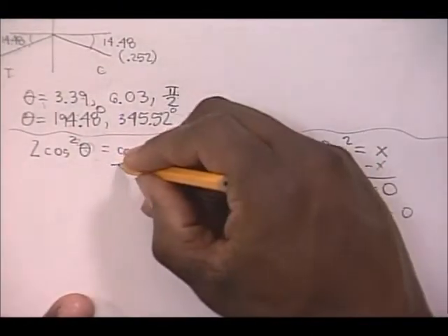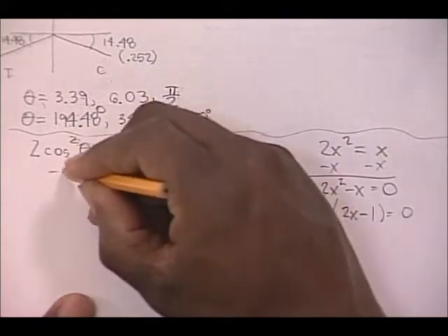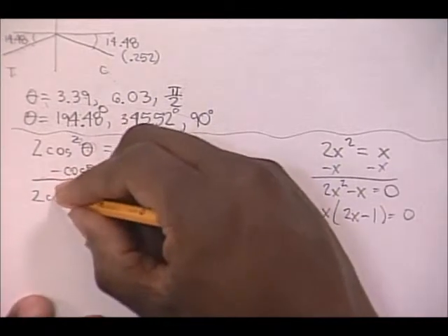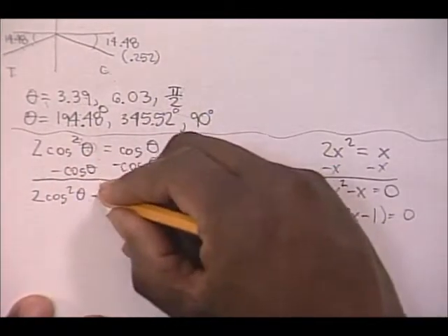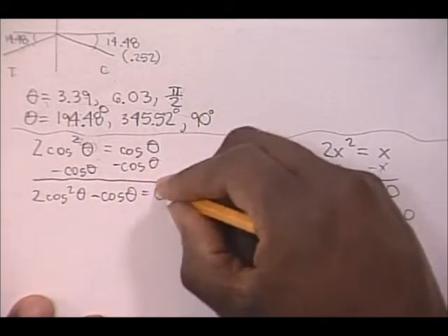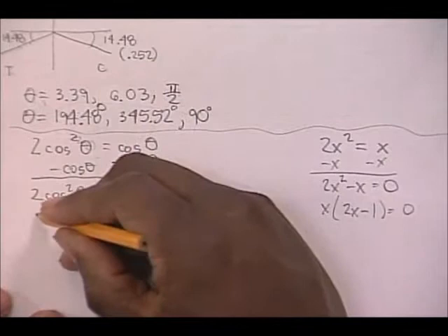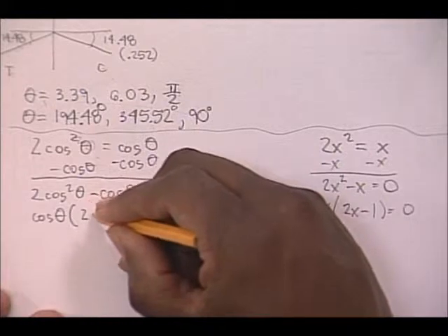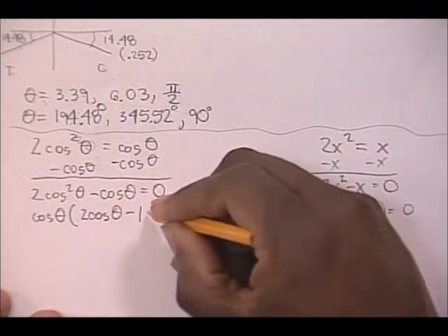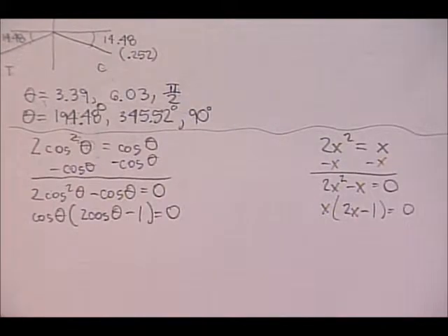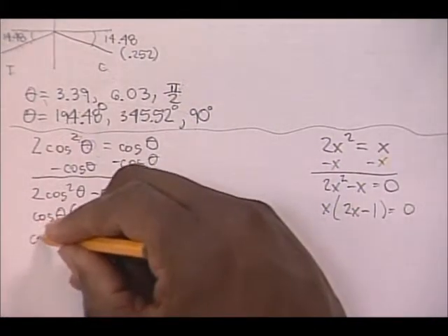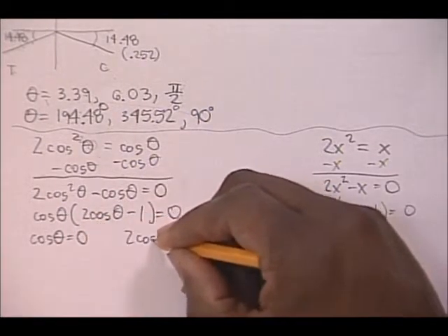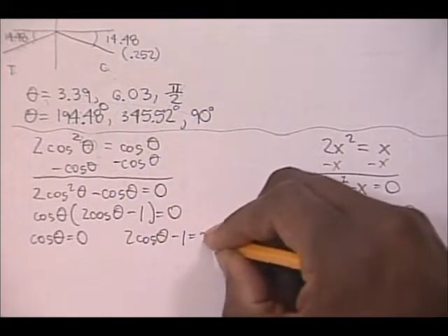All right? So first step would be to subtract cosine theta on both sides. And you end up with 2 cosine squared theta minus cosine theta is 0. All right? So now you factor out the cosine theta. Cosine theta times, you end up with 2 cosine theta minus 1 is 0. And now you set this equal to 0. You set cosine theta equal to 0. You also set 2 cosine theta minus 1 equal to 0.